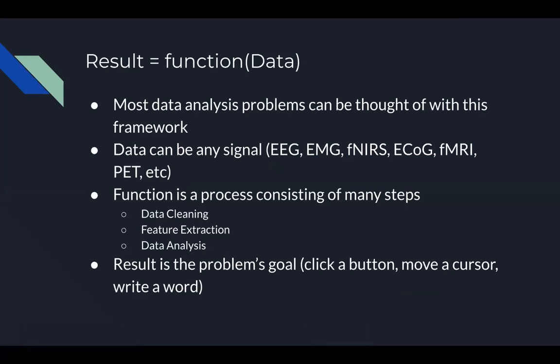So you can think about most data analysis problems like this, and your data here can be any signal, whether it's EMG, EEG, fNIRS, all of these different signal types, depending on how you record the data. Your data can be in any of those forms. And then your function can be a process that's going to have many steps, right?